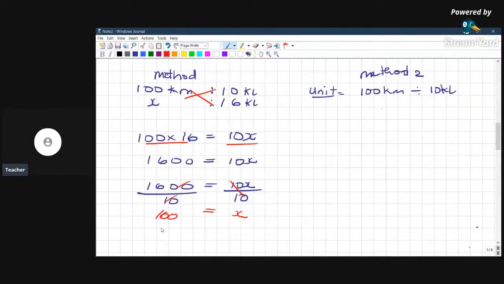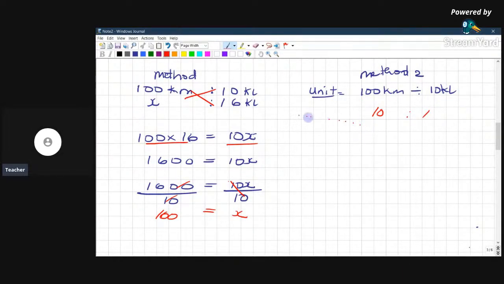All right, method 2, finding out how far 10 kiloliters would be able to carry you. So we could simply divide 10 into the 100 and we would get 10, right? So we know that 10 kiloliters would carry you 10 kilometers. So if this unit is 10 to 1, one set of this gives me 10 of that.